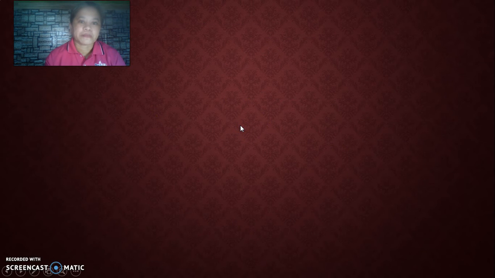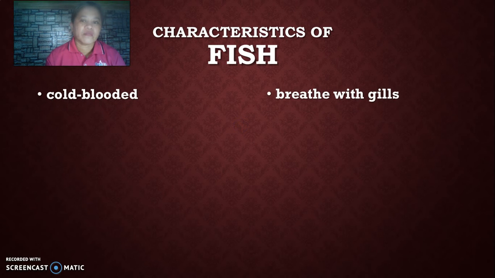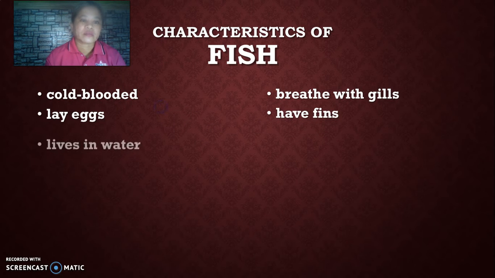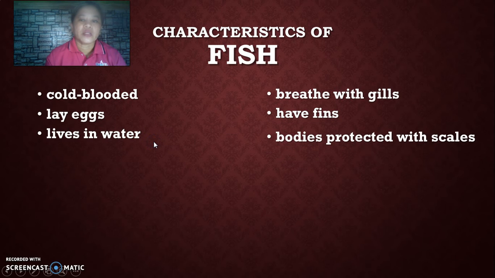Next are the characteristics of fish. Fish are cold-blooded animals. They breathe with their gills. They lay eggs also, but not in shell. They have fins used for swimming. They live in water, both fresh water and salt water. Their bodies are protected with scales.